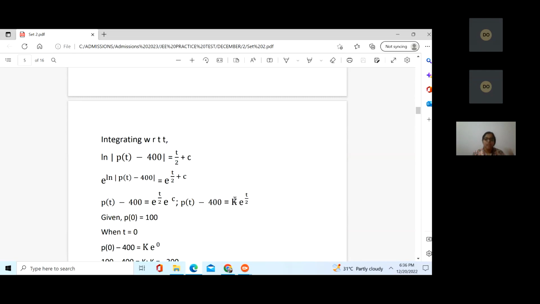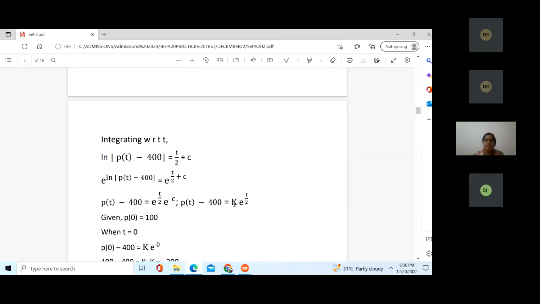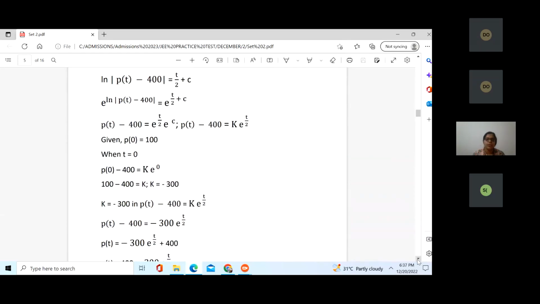So whatever is given in the question, I have solved it and come to a simple equation, which is p(t) minus 400 equal to k e raised to t by 2. Now in the question, they have given the value at 0, that is p(0) equal to 100. When I put t equal to 0, p(0) minus 400 equals k into e raised to 0 by 2. We know the value of e raised to 0 is 1, so p(0) minus 400 equals k.